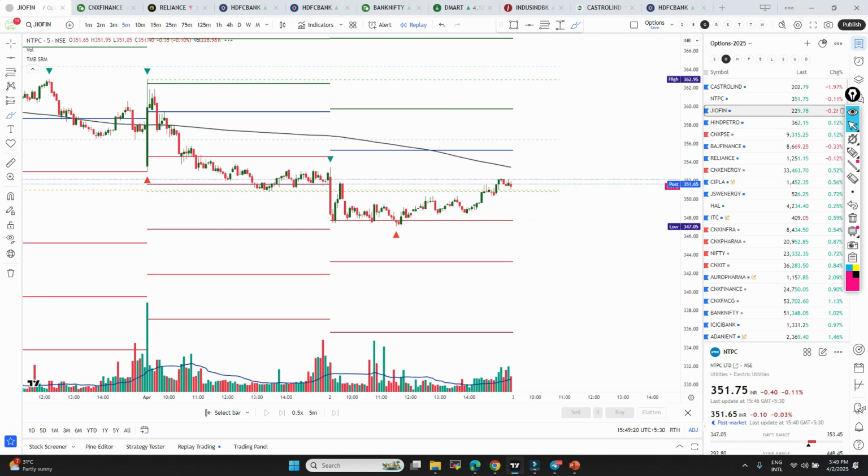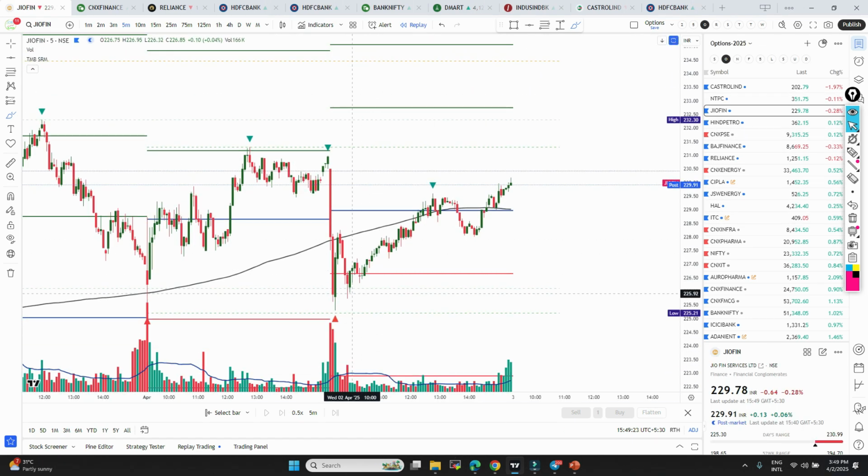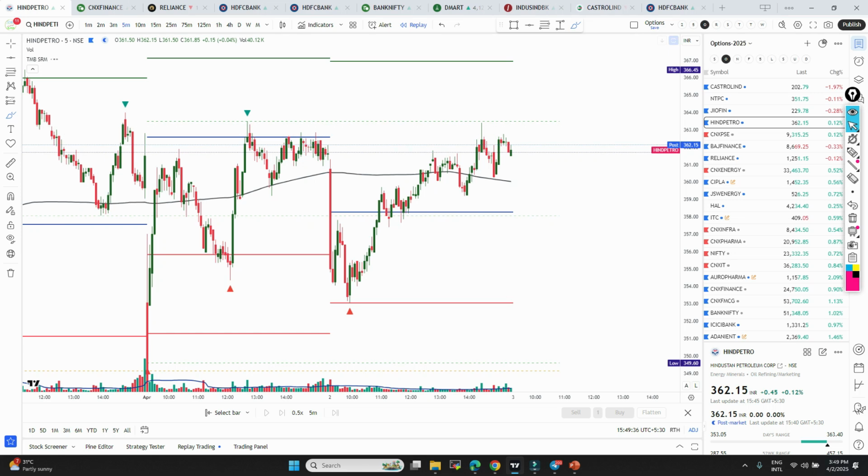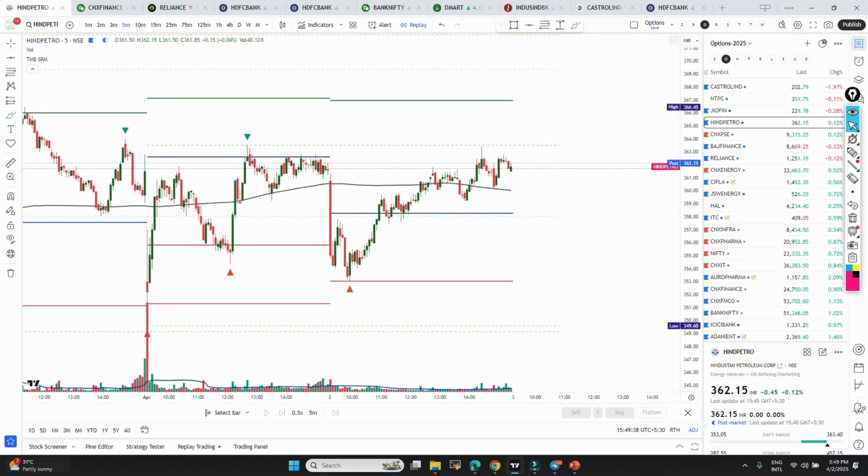Jio Financial, see, this is the CPR, central pivot point, which acted as a support or resistance, but it is not able to sustain. This is a failed case. Another one is Hind Petro. This also did not act here, right? It acted as a support, but next time when it came, it got broken, since multiple times it nullified the level. After that it is not supporting.